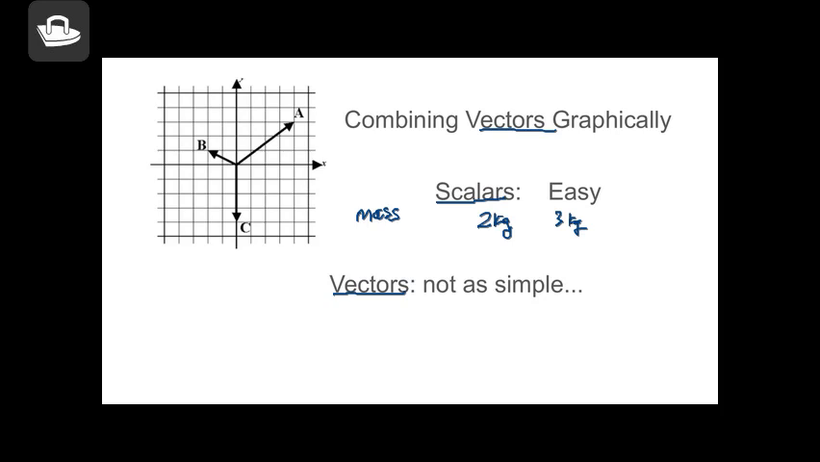Vector addition or vector subtraction is not as simple because you're not just adding the magnitudes together, you also have to consider the direction of the vector when you're adding and subtracting vectors. And that's what we're going to be looking at. We will be combining vectors two ways. The first way is graphically, which is just looking at a visual picture, and then we'll take it a little bit more mathematically, and that'll involve a little bit of right angle trigonometry.